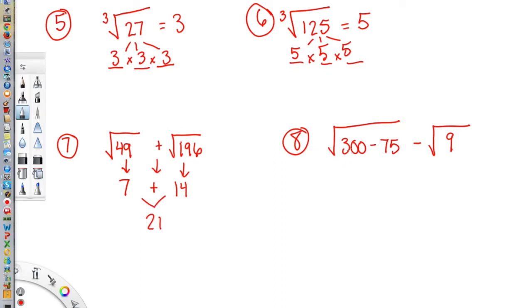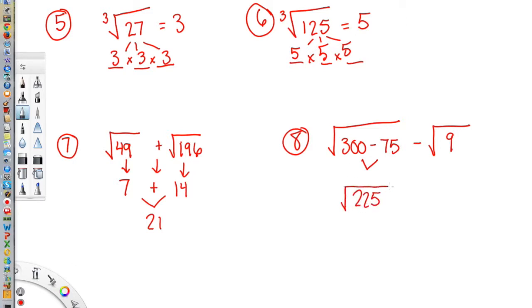Let's take a look at number 8. You'd read this, the square root of the difference between 375 and 75, minus the square root of 9. Now we have two radicals and two subtraction signs. We do the radical first, but inside of this radical there is an operation embedded. You have to find the difference of 300 minus 75 first, then find the square root of that. So we do that first. 300 minus 75 is 225.